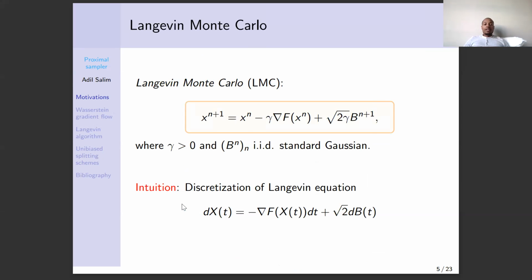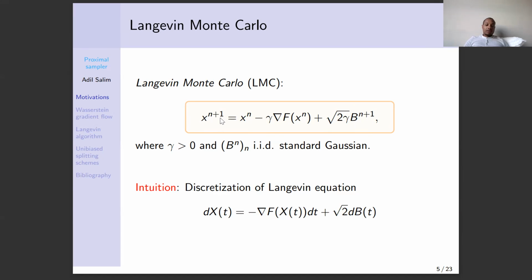A classical algorithm for this task is the Langevin Monte Carlo algorithm. It updates a sequence of iterates with the following rule. From xn to xn plus 1, one first takes a gradient descent step using the gradient of f, and then one adds a Gaussian noise scaled by square root of 2 gamma. It's a multivariate Gaussian random variable, independent of xn, whose variance is 2 gamma times identity.